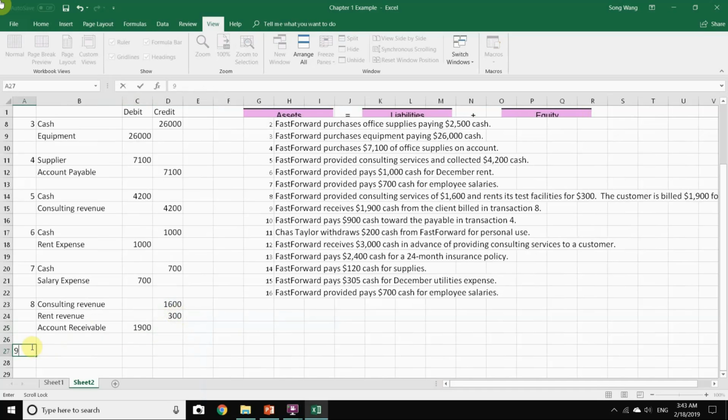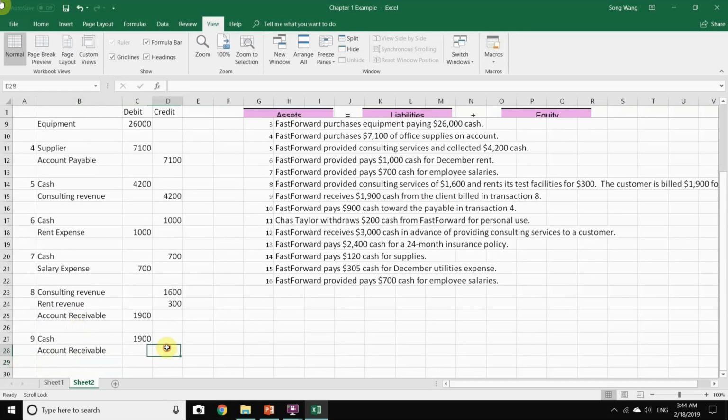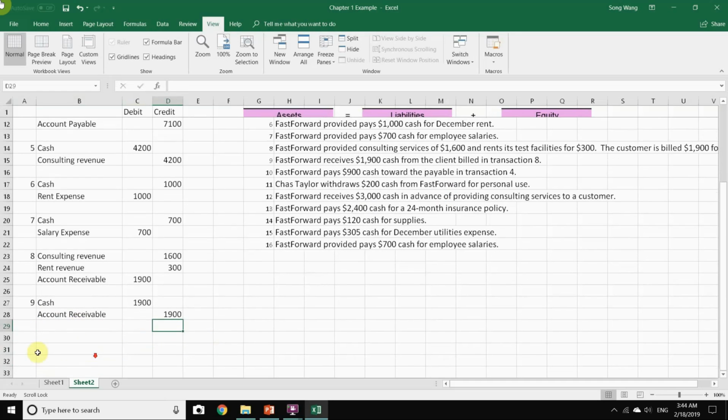Number 9 here is the company received $1,900 cash from the client billed in transaction 8. So basically, cash is received, so you make some money. So that is the $1,900 you received before. Also, you should record what happened to the account receivable. So it actually got reduced. So when the account receivable reduced, it is an asset, so it should be a credit.